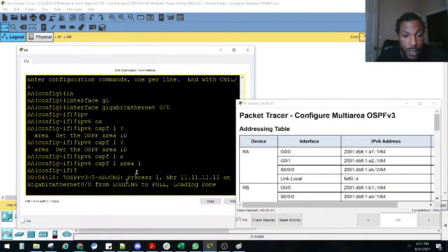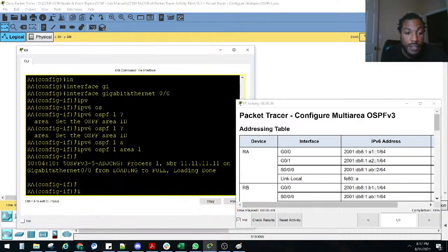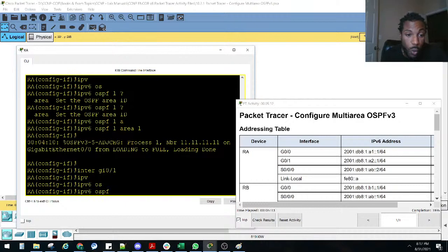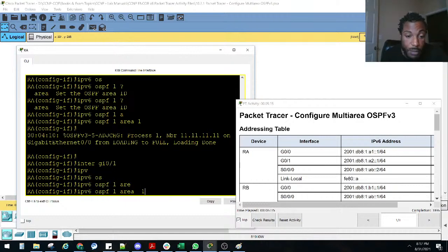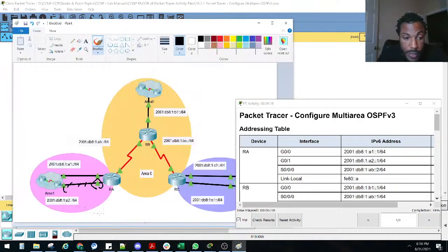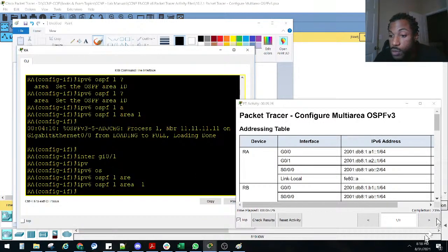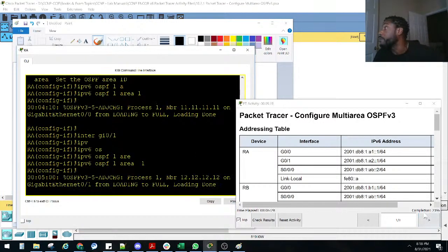So go to router 8, and we're going to do gig 0/1. So interface gig 0/1. Same thing, IPv6, OSPF 1, area 1, right? Because it's in area 1 right here, right? Right here, area 1. Right? And then this interface is going to be in area 0, right? So we press enter, boom. We're at 23% complete.